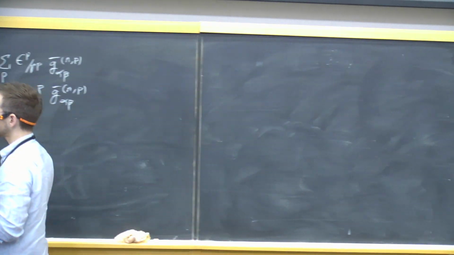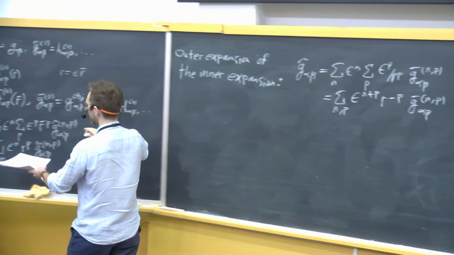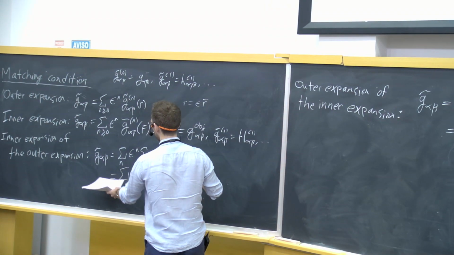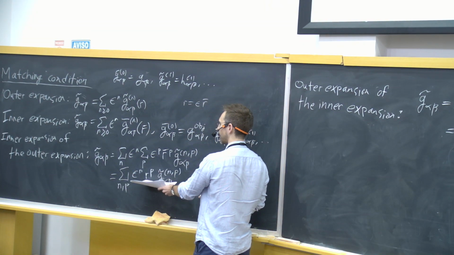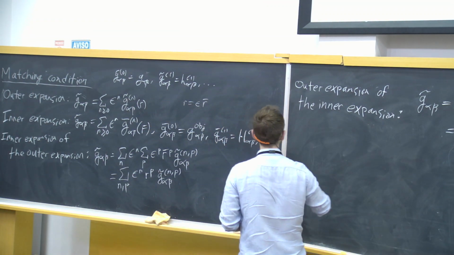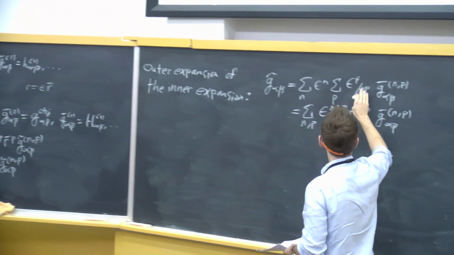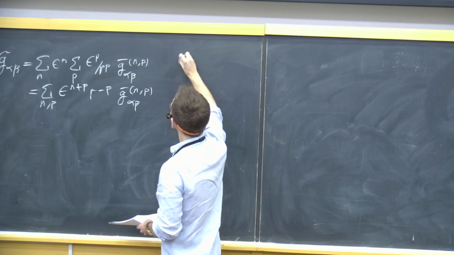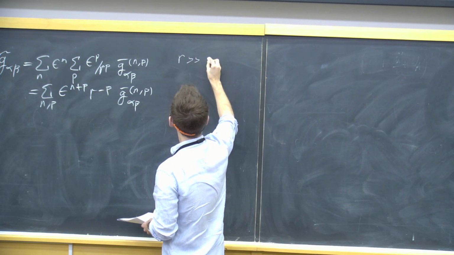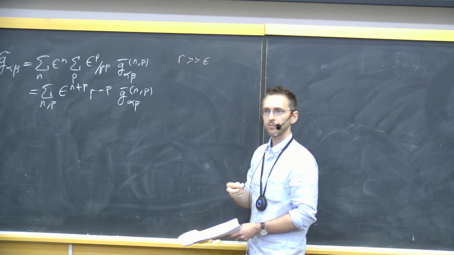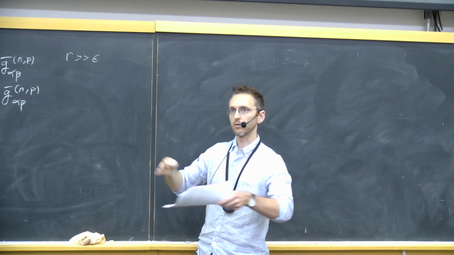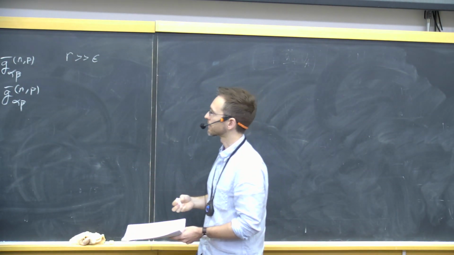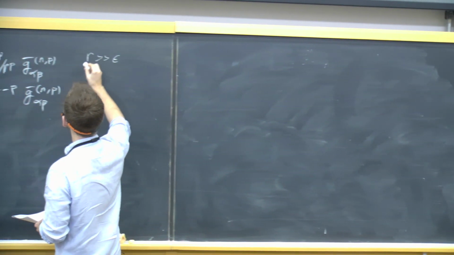So again, physically, what's happening here is I'm taking my outer expansion and re-expanding it for small r. What I'm doing here is I'm taking my inner expansion and expanding for r much, much larger than epsilon. So at distances that are large compared to the size of the small object.